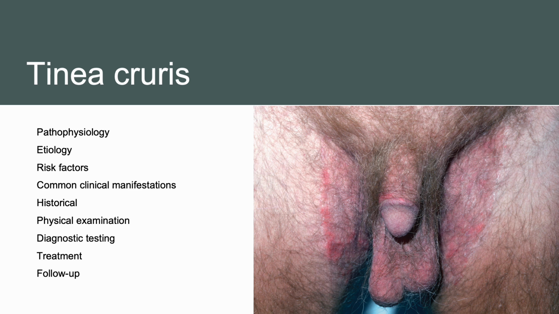Tinea cruris is a dermatophyte infection of the groin area, often caused by Trichophyton rubrum. Risk factors include obesity, tight clothing, and excessive sweating. It looks like erythematous scaly patches or plaques in the groin area, often with that raised serpiginous border. For history, I ask about itching and discomfort in the groin area, and physical exam shows these well-demarcated scaly plaques.